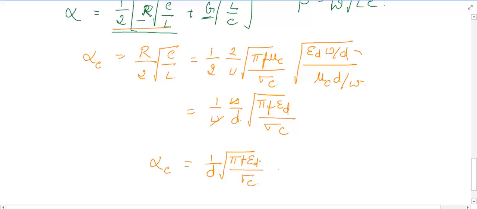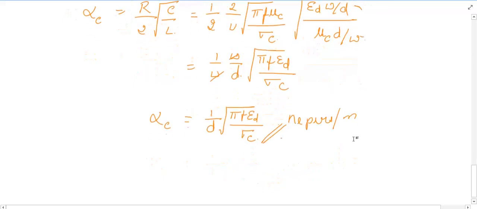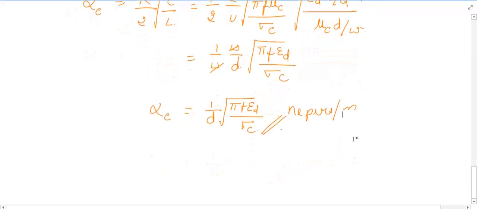Pi f epsilon d divided by sigma c meters per meter. So that is about the attenuation constant due to the conductor. Now it is due to the dielectric. For the dielectric, I need to consider the second part. So if I consider the second part, then alpha d is equal to g by 2 root of l by c.